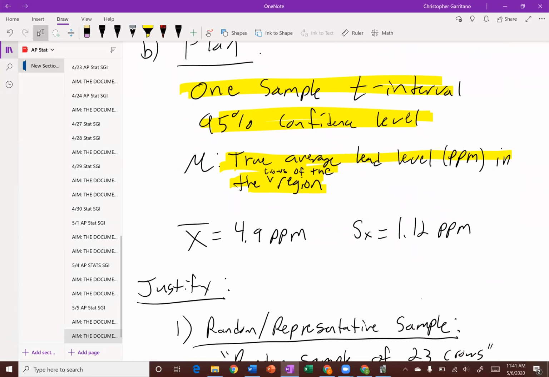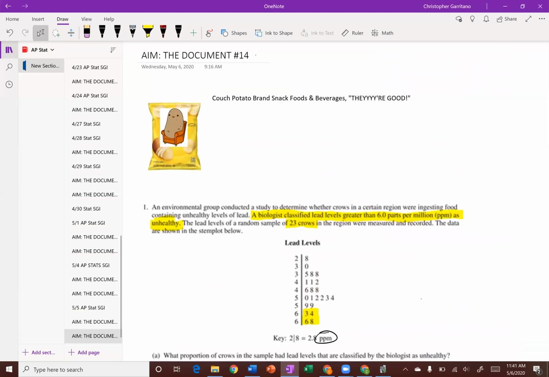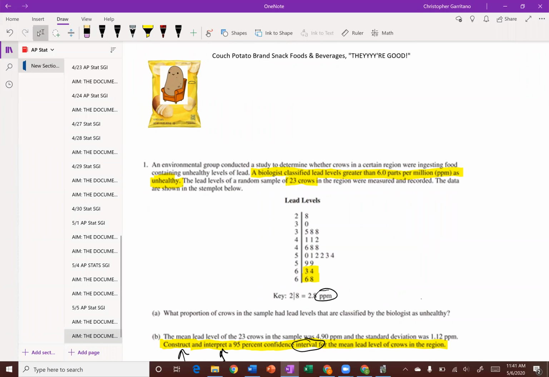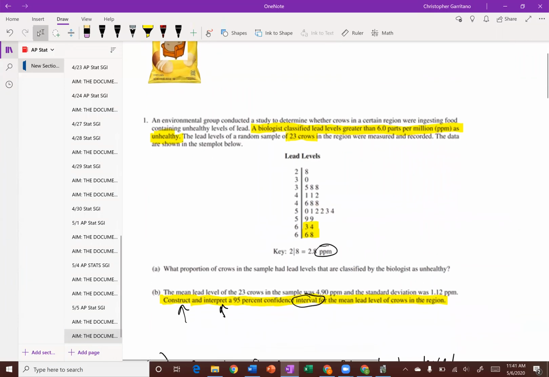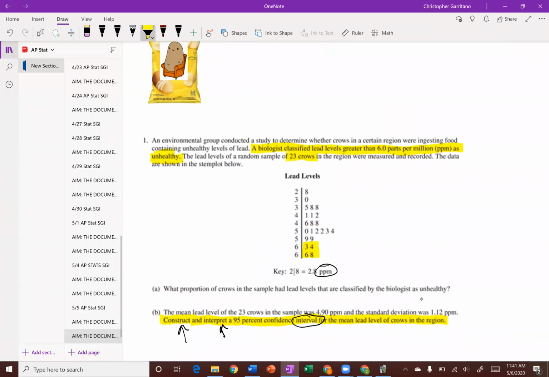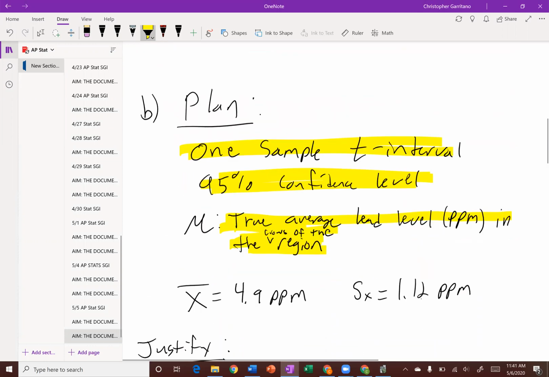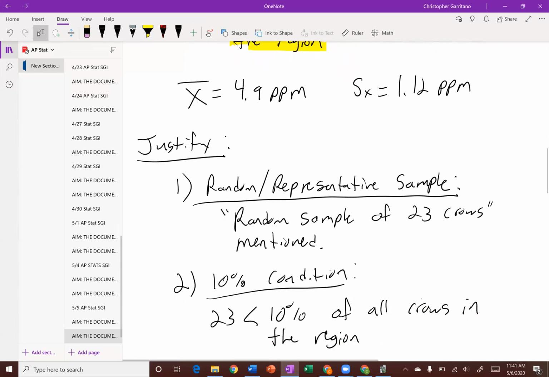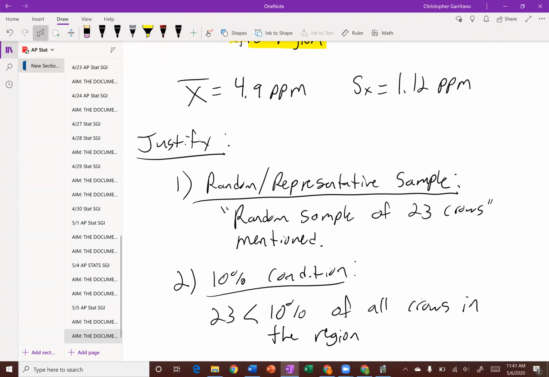Random representative sample. Well, if you go up to the description of the problem, there is a quote that says, the levels of a random sample of 23 crows. So I'm quoting what the problem actually tells me: there was a random sample of 23 crows. So that checks off the random representative sample condition. The 10% condition: we're talking about a population of crows in one region. I think it's pretty safe to say that 23 is less than 10% of all crows in that region.